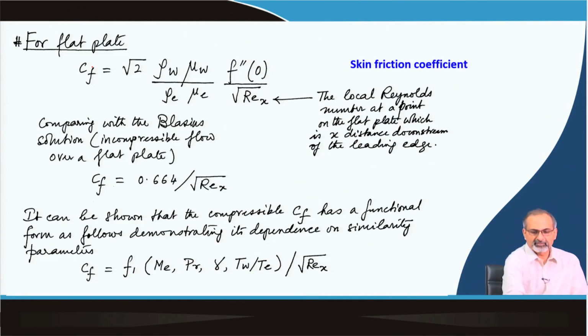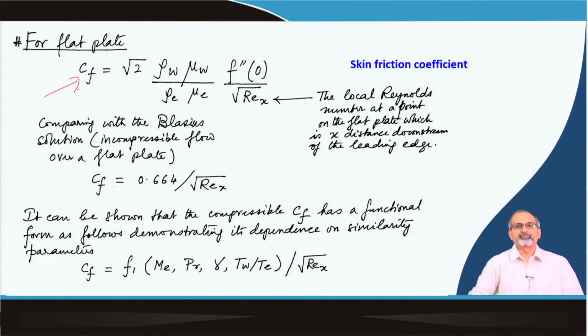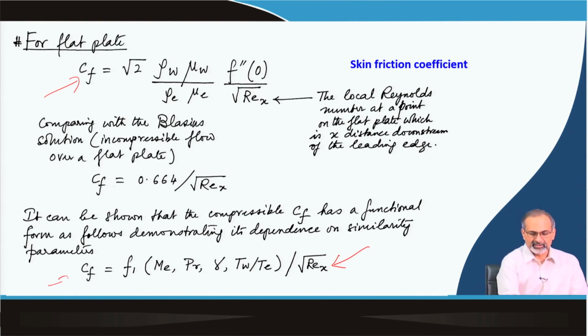For the flat plate, for example, we could work out a functional form like this for the skin friction coefficient, and we could compare it with the Blasius solution and express it in a functional form like this, where the dependency on different non-dimensional numbers like Mach number, Prandtl number, gamma, which is the ratio of Cp by Cv, the temperature ratio between the wall and the free stream, and the Reynolds number showed their significance. Also, gamma was considered to be constant here, as already mentioned.